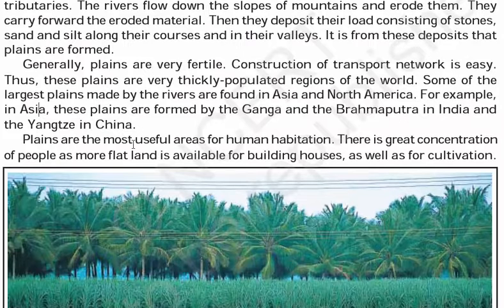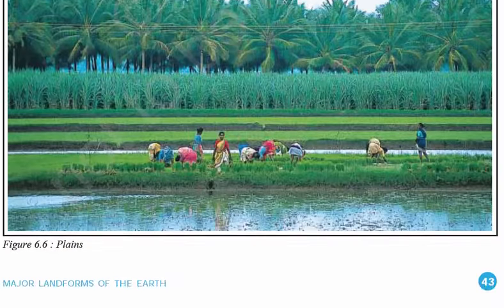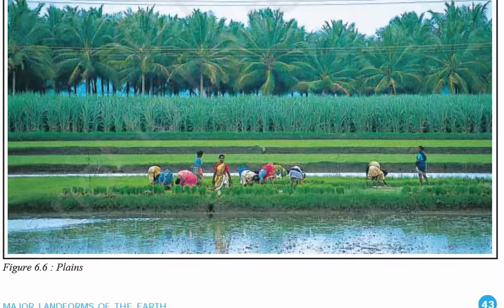Plains are the most useful areas for human habitation. There is a great concentration of people, so more flat land is available for building houses as well as cultivation. This is a very self-explanatory sentence. So as you can see from the picture how people are engaged in their agricultural activity on flat land. Had it been bouncy, up and down, it would be difficult to carry out this kind of irrigation. The water would not be stable at one place, and so on.